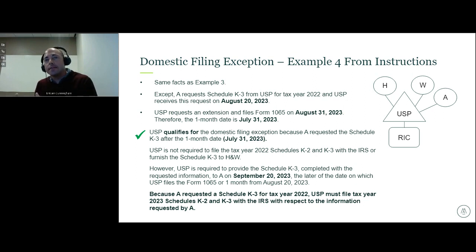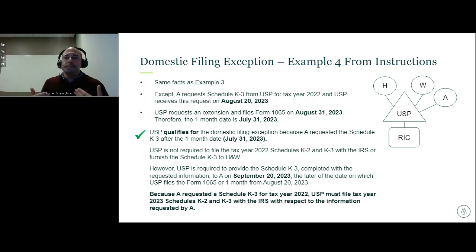So USP is not required to file the 2022 K-3 and K-2 with the IRS or furnish the information to H&W. However, USP would be required to provide the K-3 completed with the requested information to A on September 20th, which is the later of the date on which the form was filed or one month from the date it was requested. And then remember that next year, we're going to have to look back to this year and know that someone requested this information, and that information is going to need to be included in the return and filed.